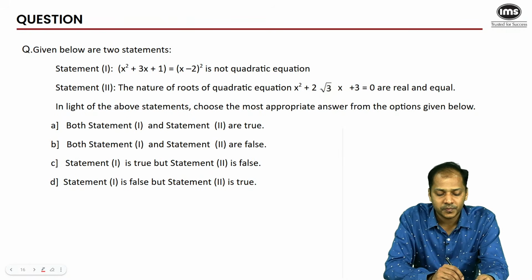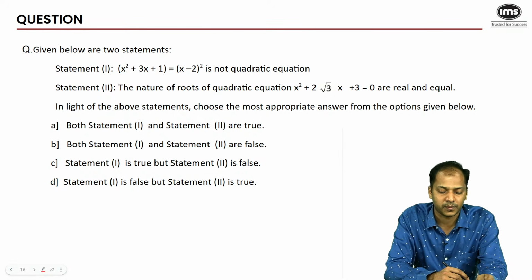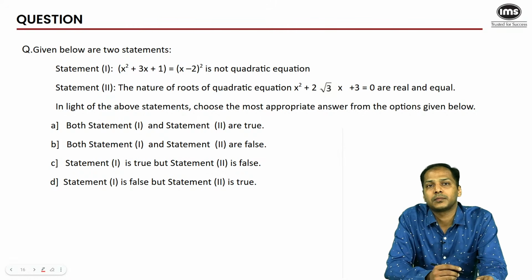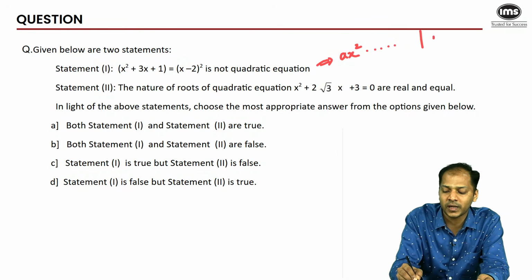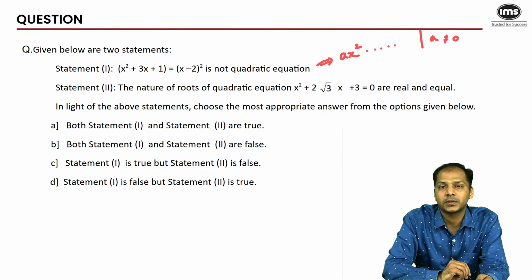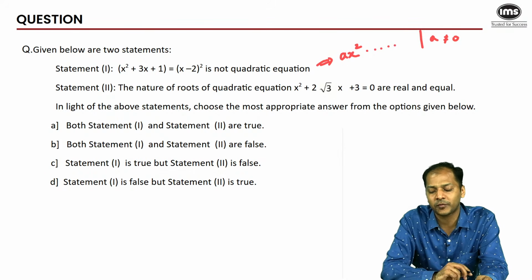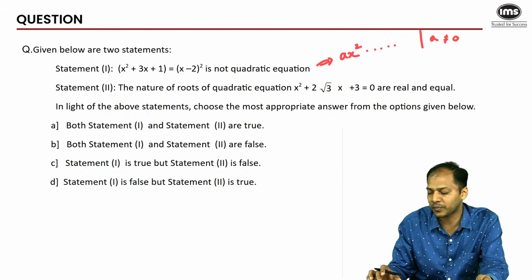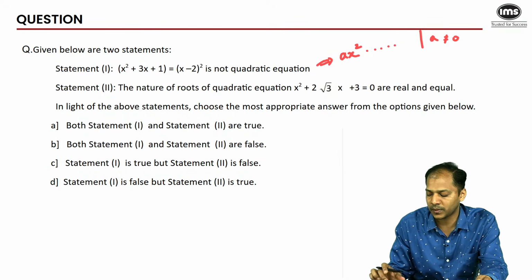All right, moving on. The first statement says x square plus 3x plus 1 is equal to x minus 2 the whole square is not a quadratic equation, and the second statement says the nature of roots of the second quadratic equation are real and equal. For an equation to be a quadratic equation, if you have ax square plus something something, the only condition is a should not be equal to 0, and as far as the second statement is concerned, you will have to check. So take some time, maybe half a minute. This one would get solved very quickly. See if you are able to get to the answer quickly.